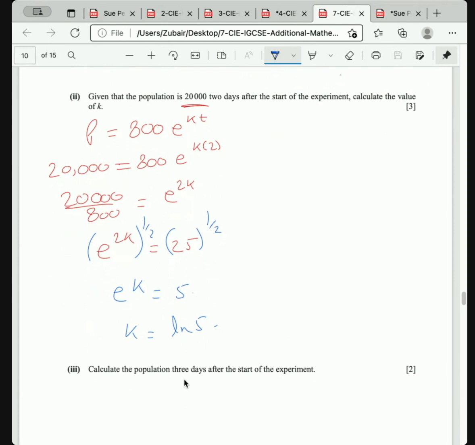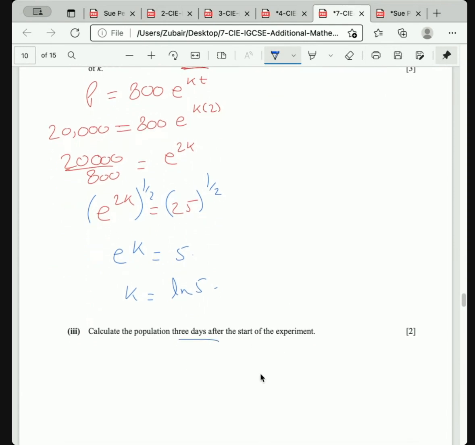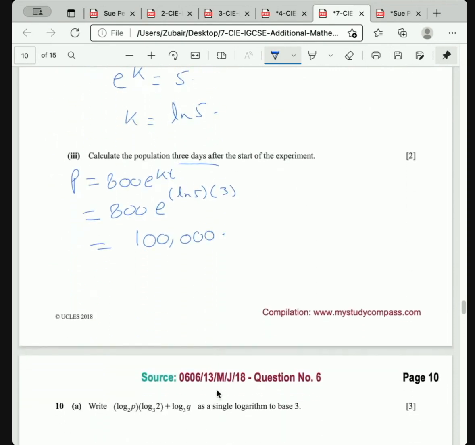Calculate the population 3 days after the start of the experiment. So that's 800 e raised to power kt. 800 e raised to power k is ln 5 and this is 3. 800 times e raised to power 3 into ln 5, and that is about 1 lakh. Done.